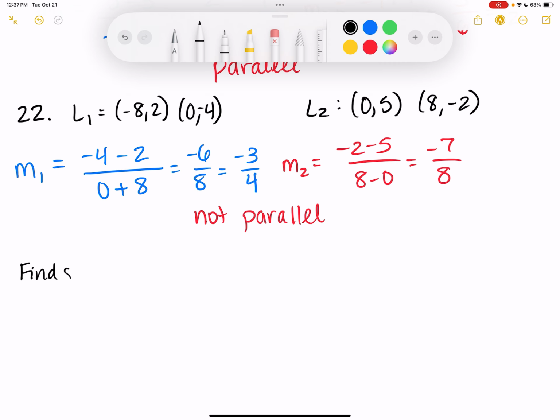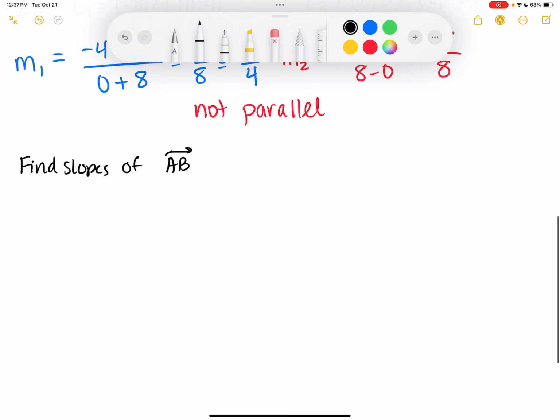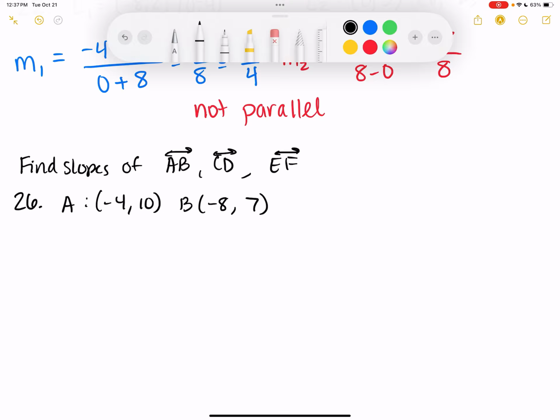of AB, CD, and EF, and then to tell which lines are parallel. So 26, A is (-4, 10), B is (-8, 7), C is (-5, 7), D is (-2, 4), E is (2, -3), and F is (6, -7).